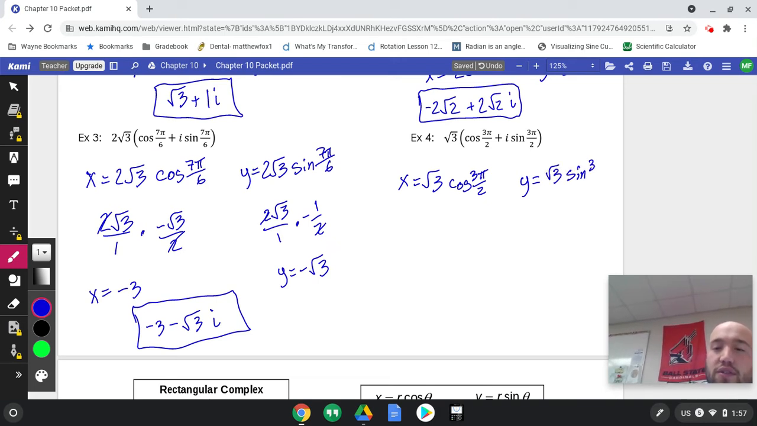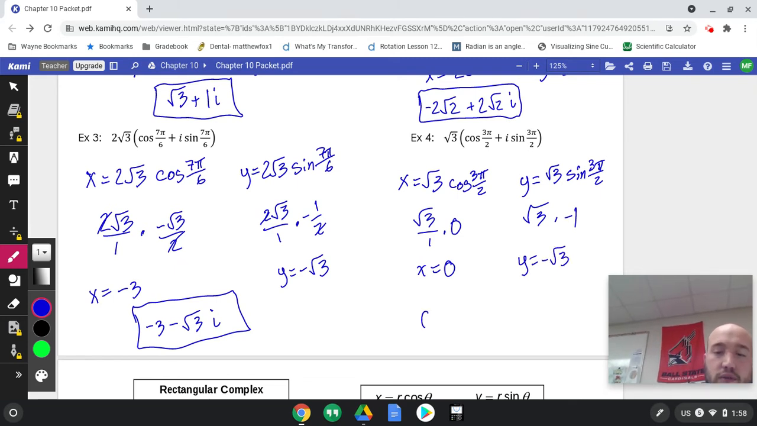This one's maybe a little easier because at 3 pi over 2, you're going to have nice numbers to deal with. So square root of 3 times 0. So at x, it will be 0. For y, square root of 3 times negative 1. So 0 minus square root of 3i.